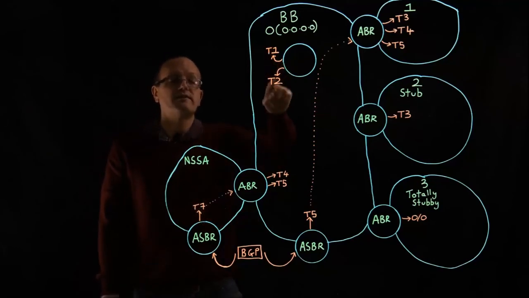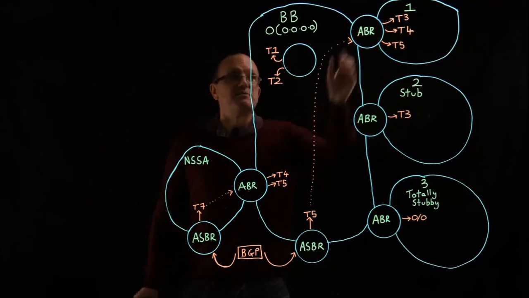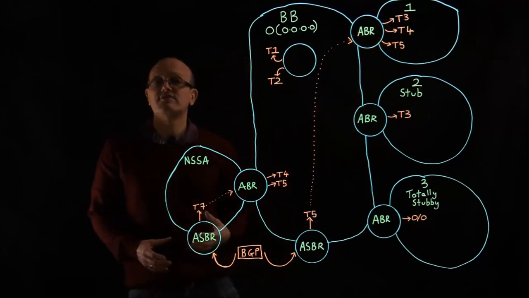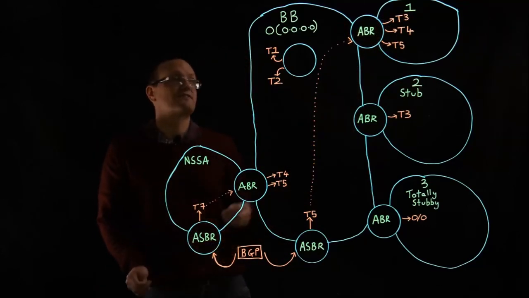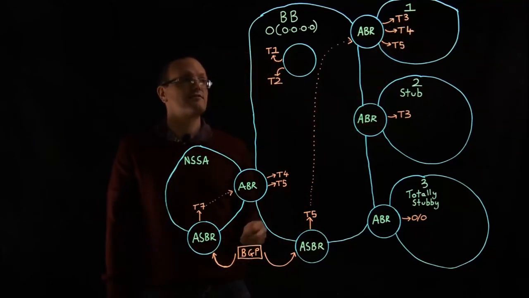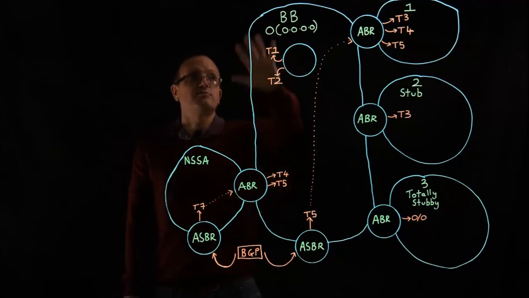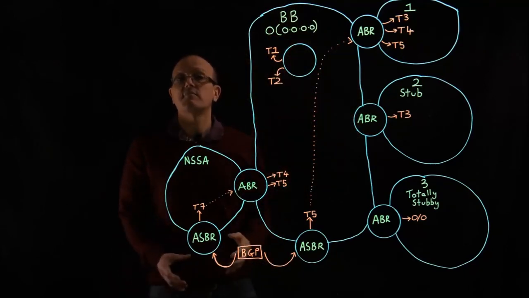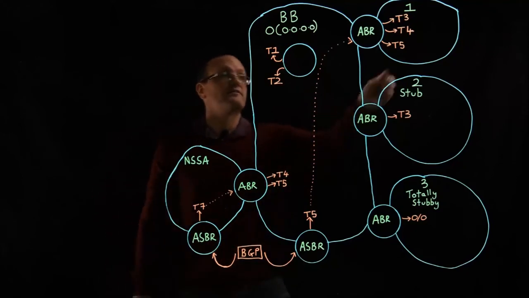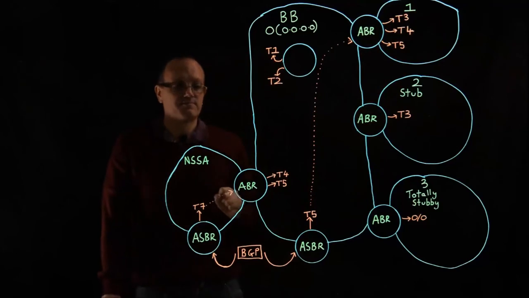So type 1 and type 2 LSAs are aggregated together by ABRs, and the information contained within them is instead advertised via type 3 or summary LSAs. So all of the type 1 and type 2 LSAs within this backbone area are summarized together and advertised via the ABR as type 3s into that area.